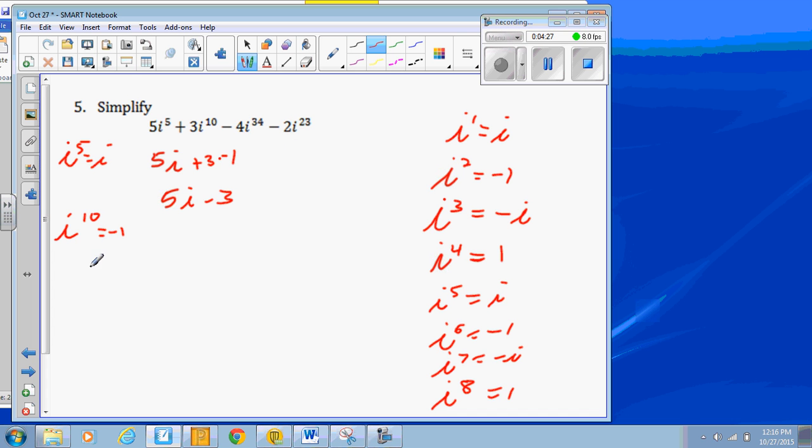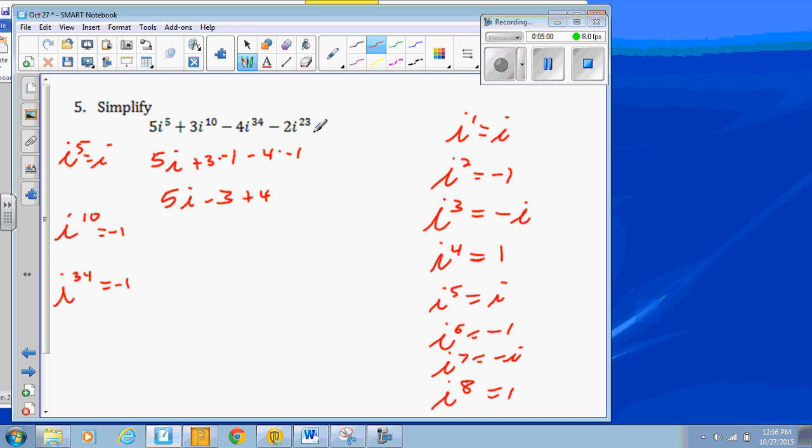And then I'm going to look at i to the 34th. And I do that pattern of all multiples of 4. So 4, then 8, then 12, then 16, then 20, 24, 28, 32. 36 is too big, so 32. And 34 is 2 more than 32. So it's the same as i to the second. So that's going to be negative 1. So this is going to be minus 4 times negative 1. But negative times a negative is positive, so plus 4.